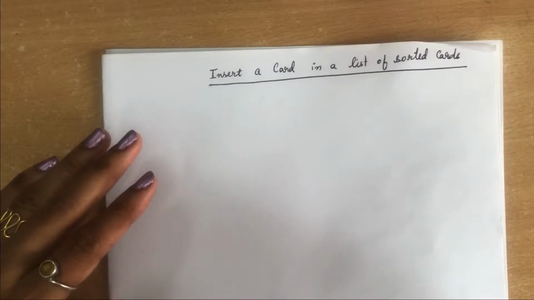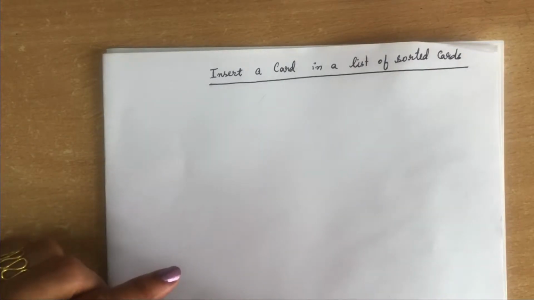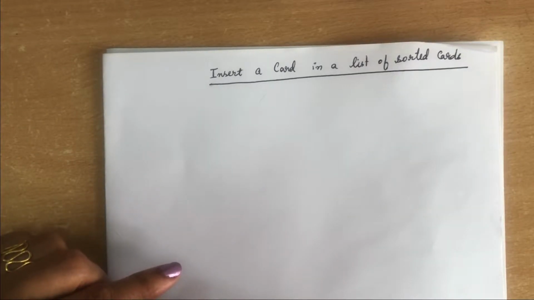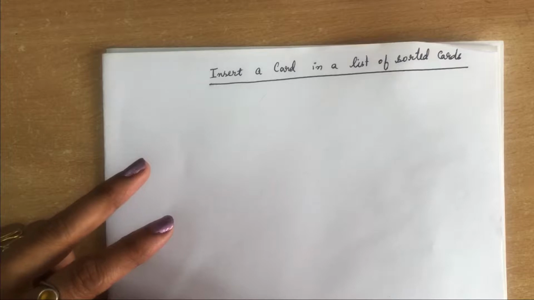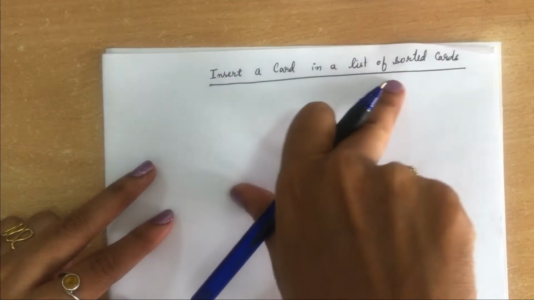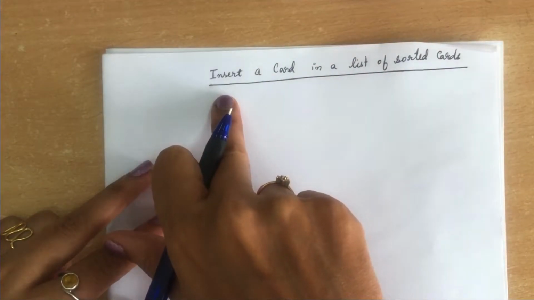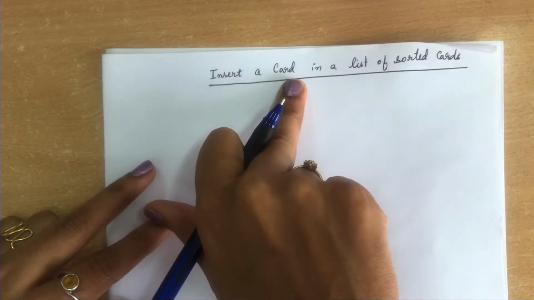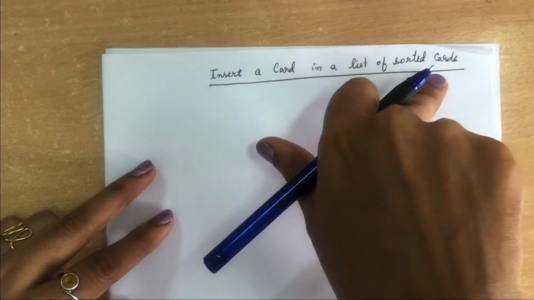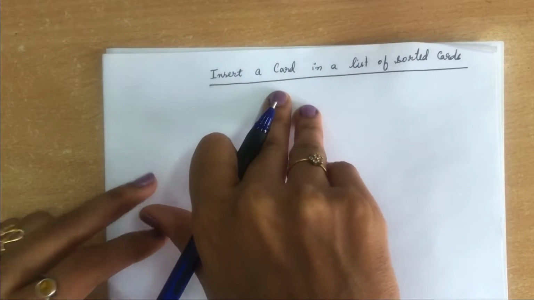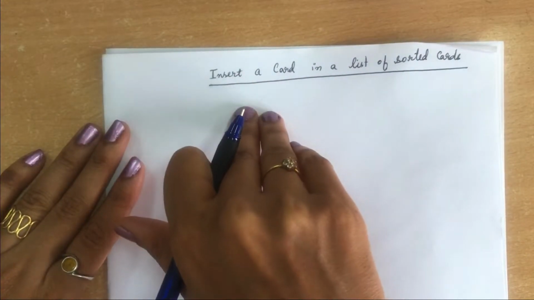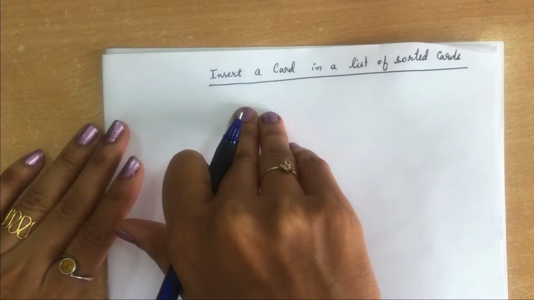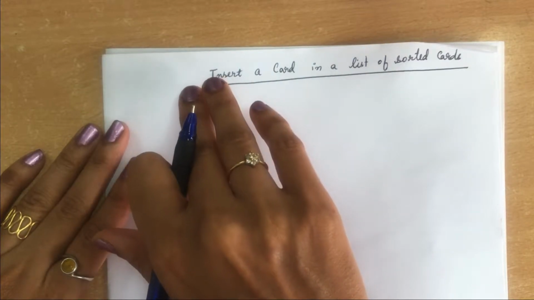Welcome back. Today we are going to see the next illustrative problem in Problem Solving and Python Programming subject, that is inserting a card in a list of sorted cards. By the name itself you can understand that you are going to insert a new element into an already sorted list. That is what we are going to do in this video. For this I am going to explain the algorithm and flowchart for this problem.